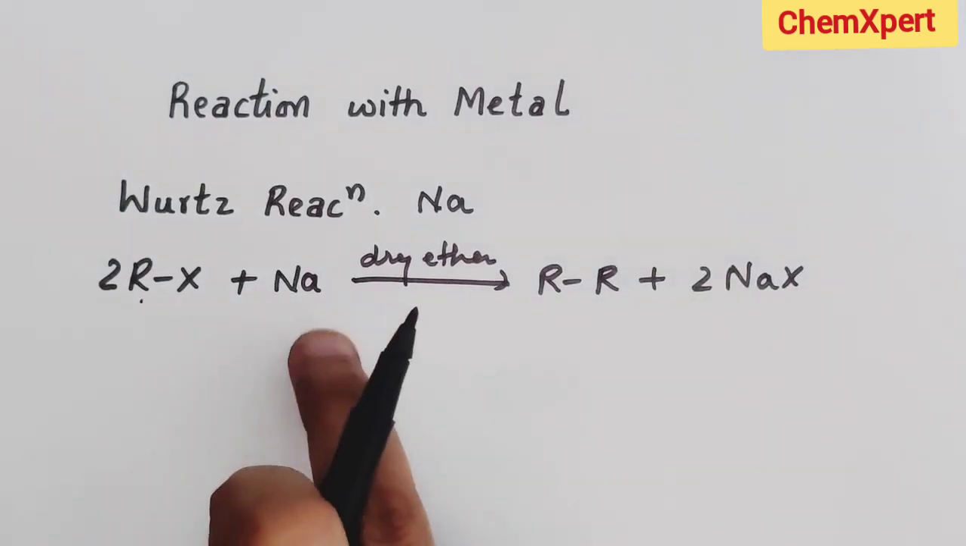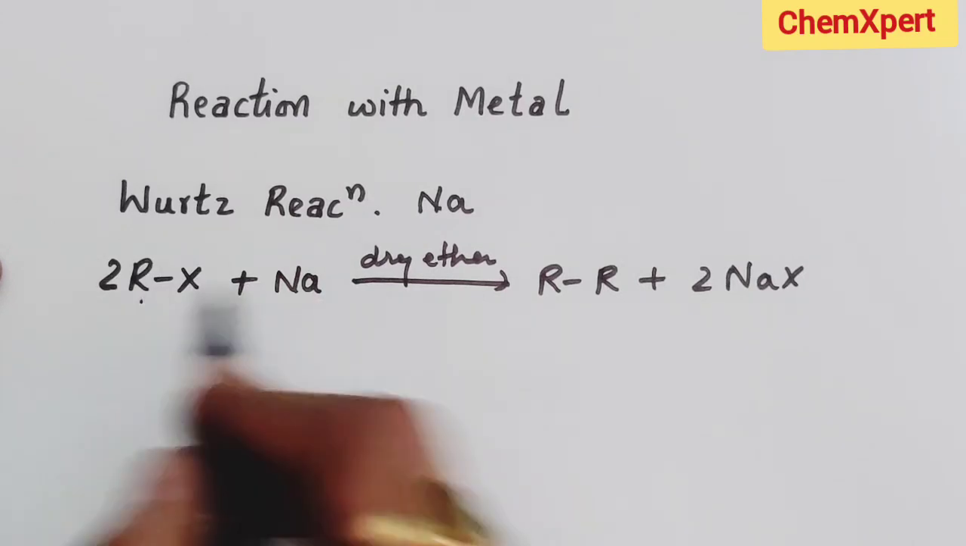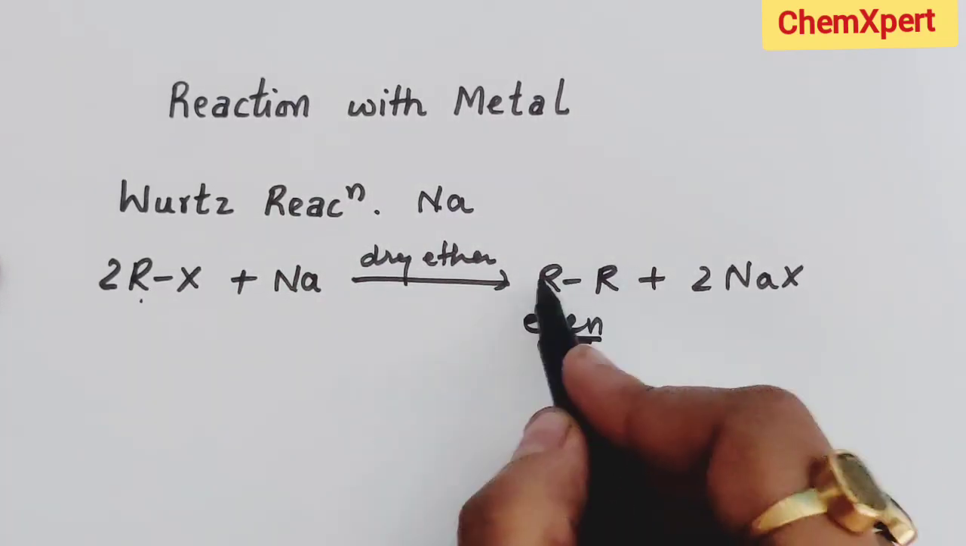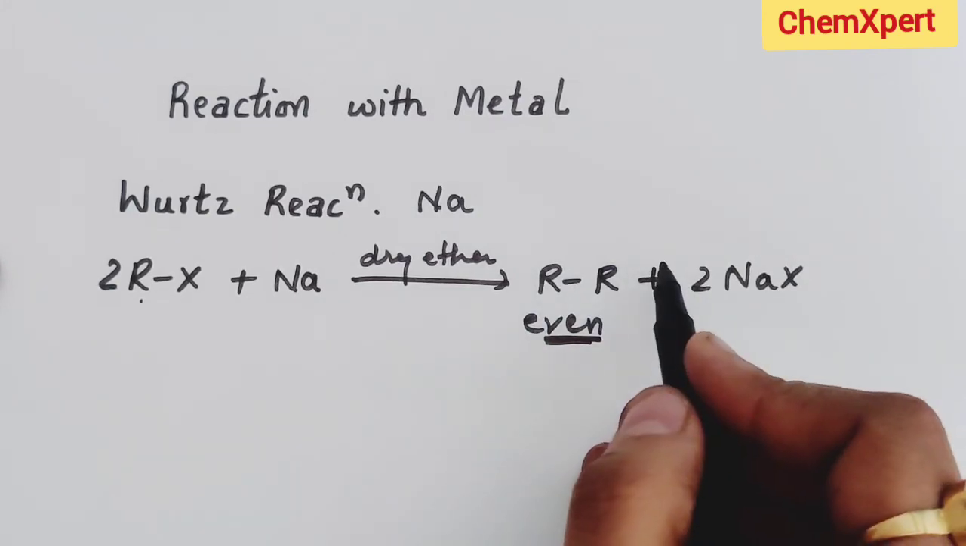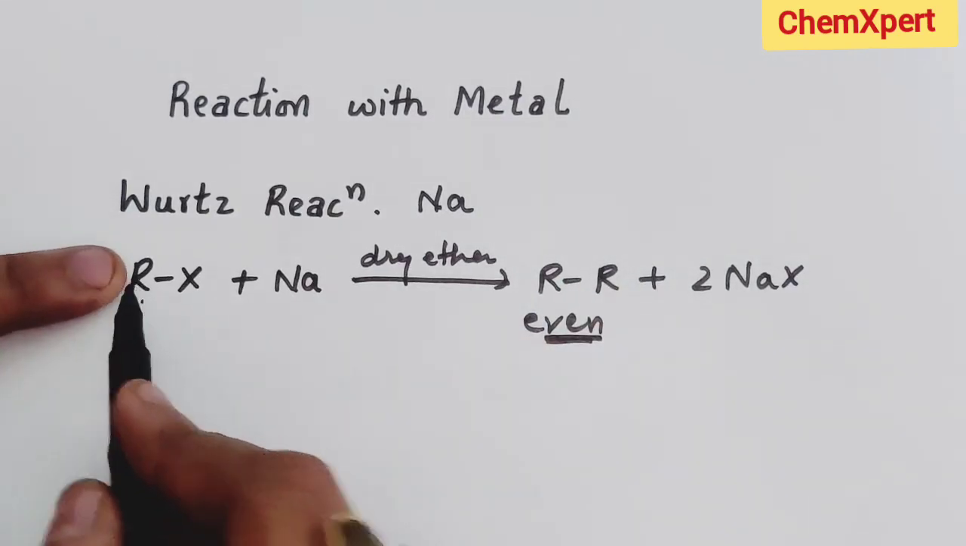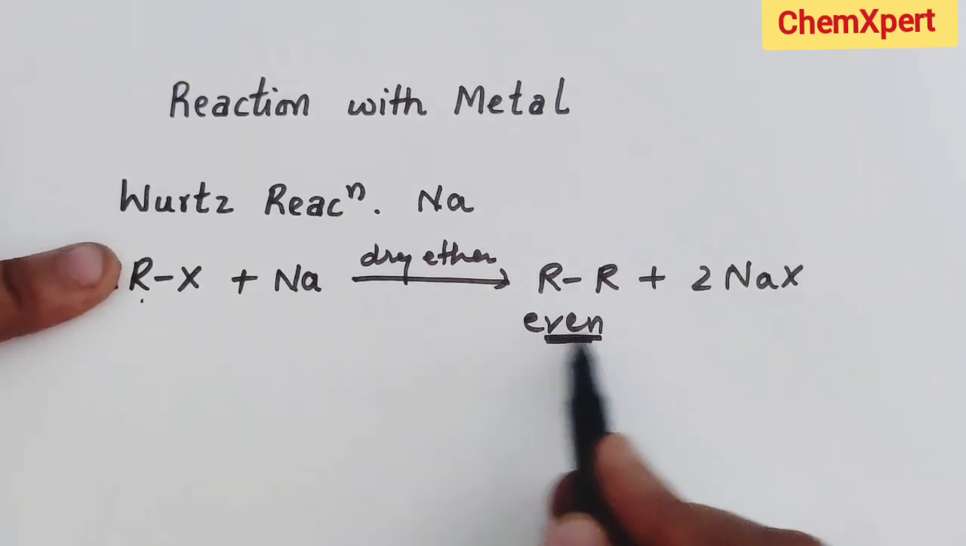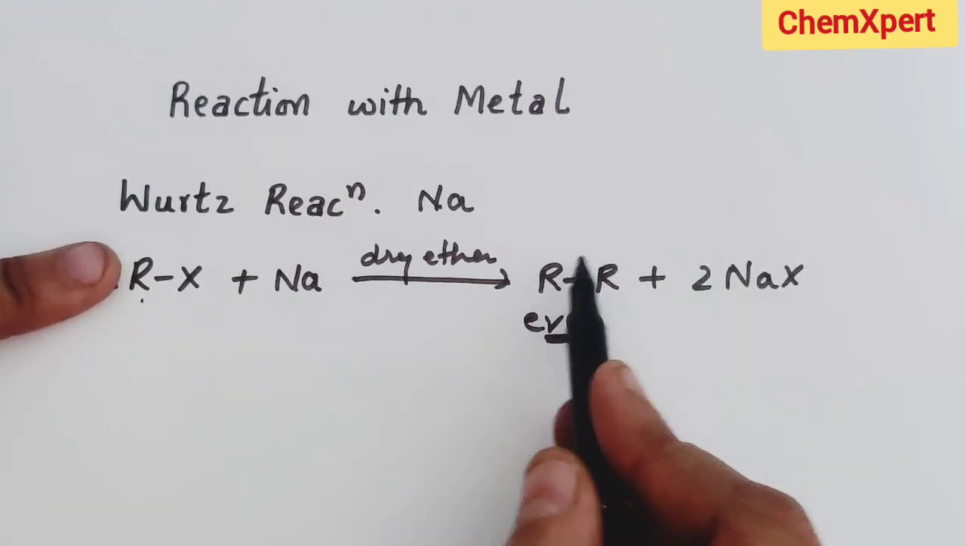And what is the limitation? The limitation is that in this case we always prepare an even number of carbon compound, not the odd one, because we are taking 1 carbon and in the product we are getting 2 carbon. So we are always preparing an even number of carbon atoms in a compound.